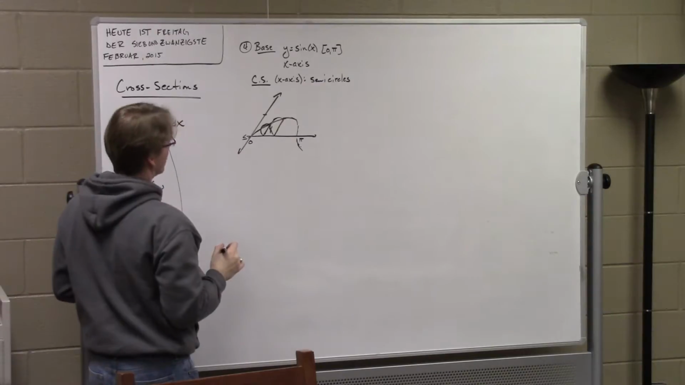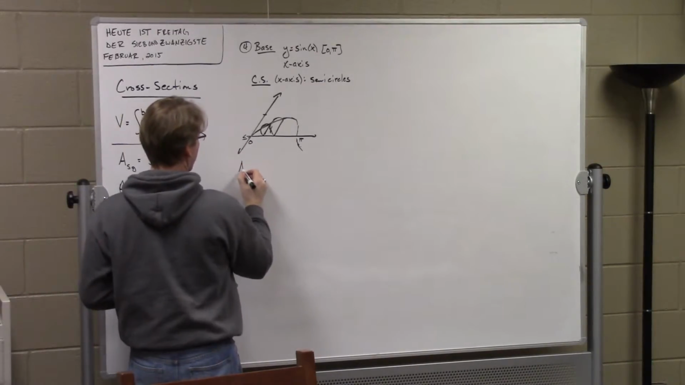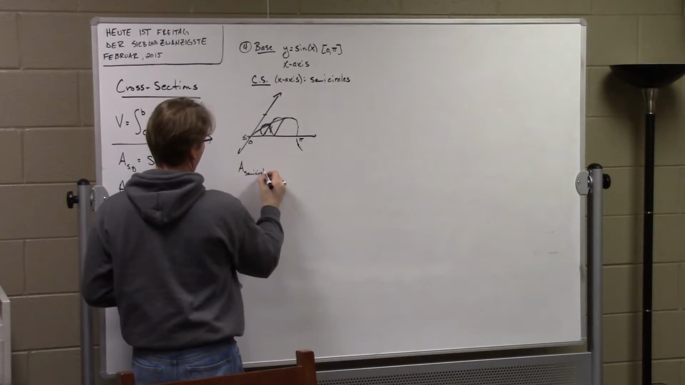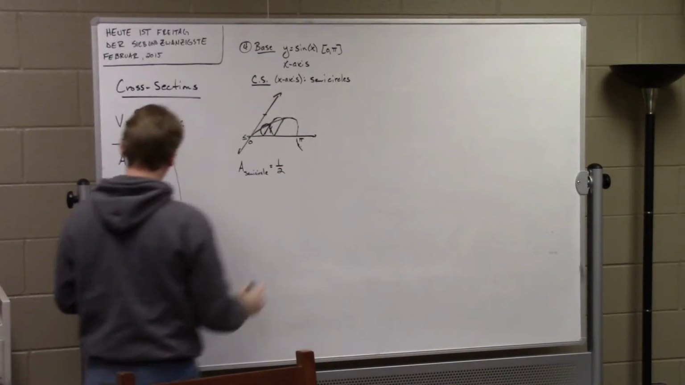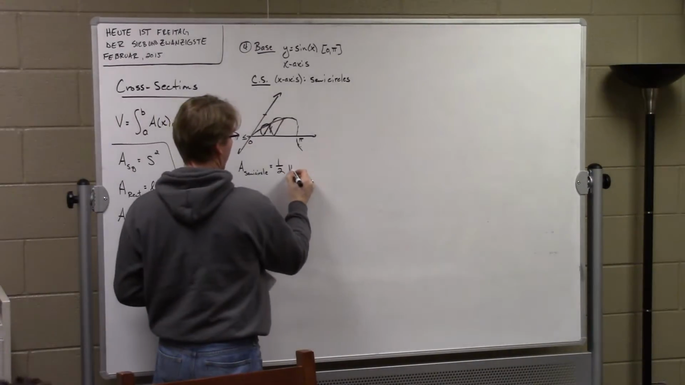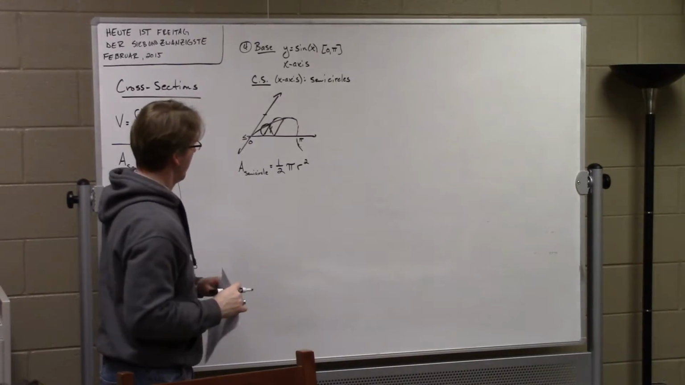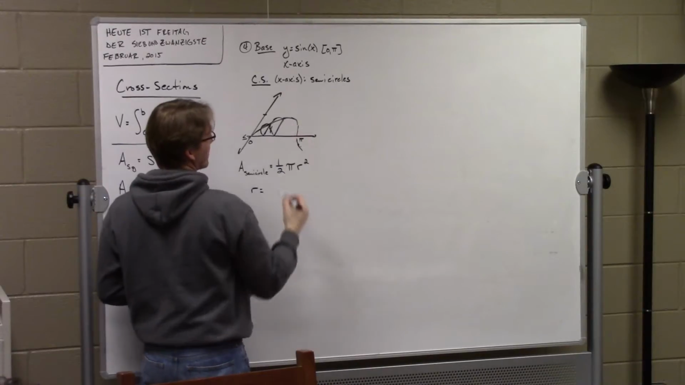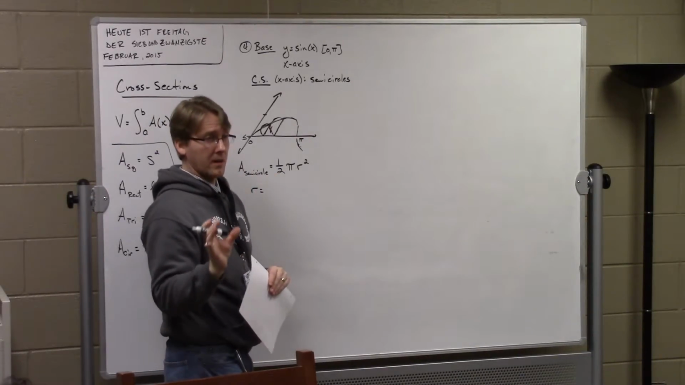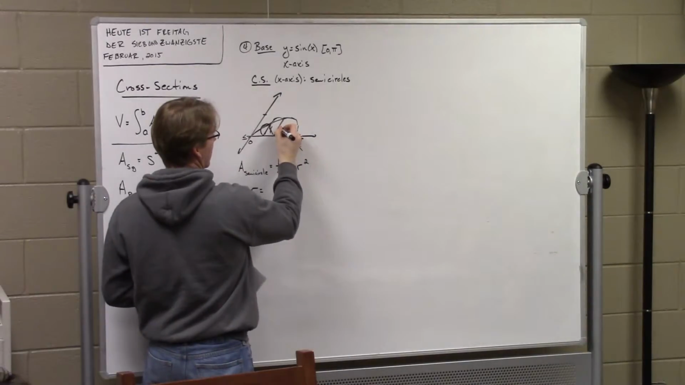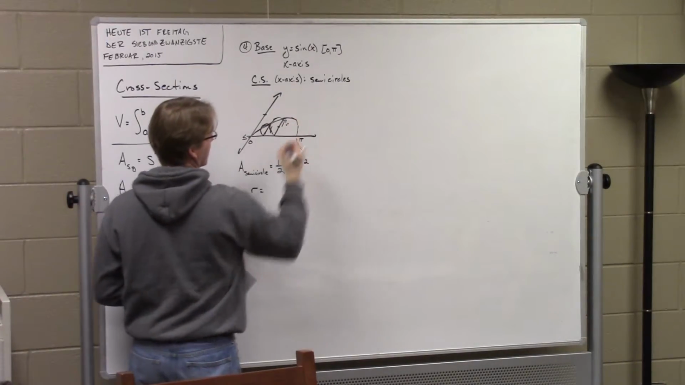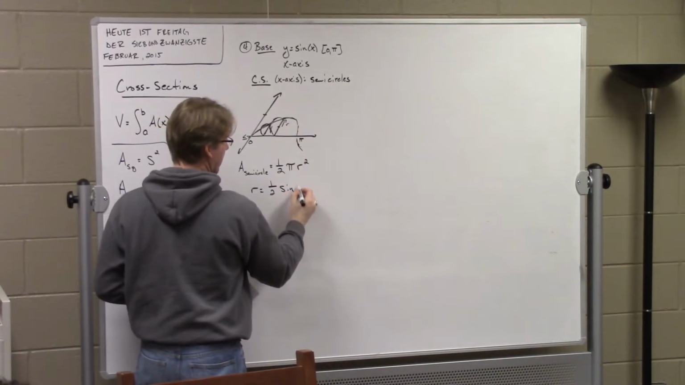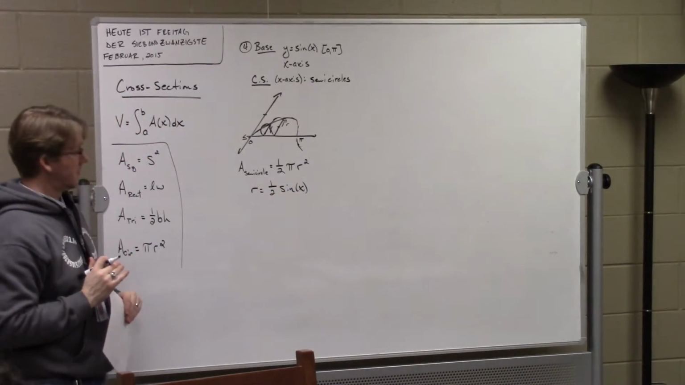Okay? So I need to start with the area of a semicircle. Well, we know that the circle is pi r squared, so the semicircle is going to be 1/2 pi r squared. We therefore need to know what the radius is. Those of you that put sine, that's the diameter. The radius is half of that. So the radius for us is going to be half of this distance, which is half of sine. Everybody cool with the setup there?